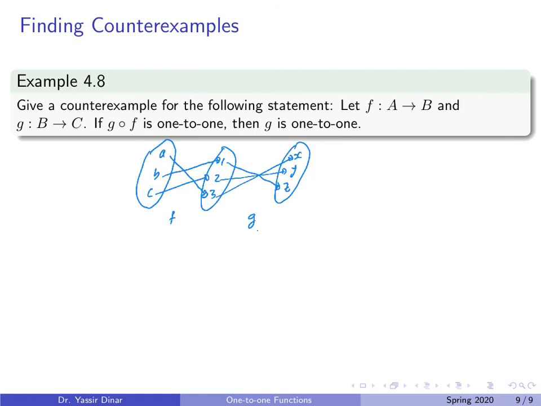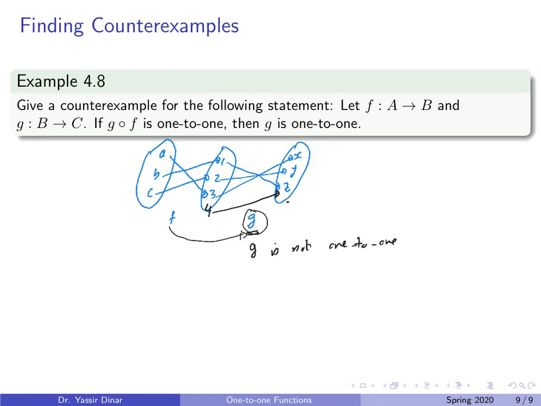Now how to change this function g such that the result is still 1 to 1, but g is not 1 to 1. To make that, what I have to do is just add some elements in the domain of g. So for example, I can put here 4, and to make it not 1 to 1, 4 has to have the same image as one element in the codomain of g. So I will take 4 to z. Now here g is not 1 to 1. The new g is not 1 to 1.